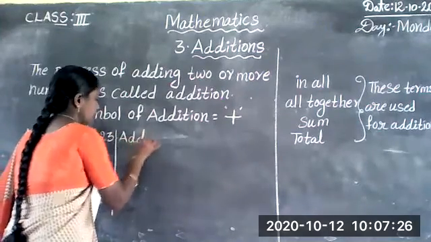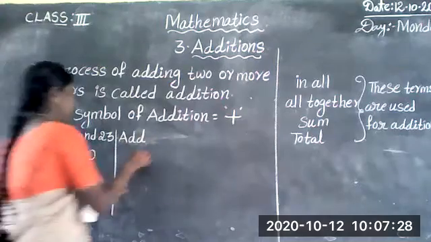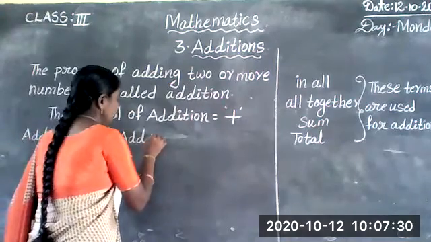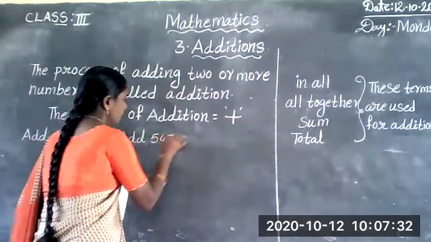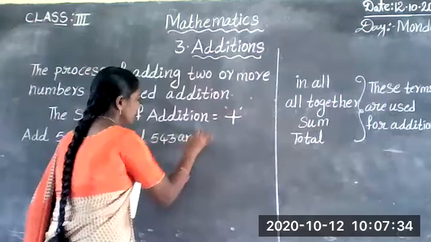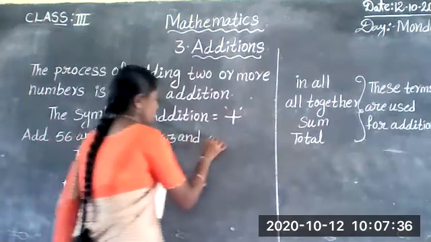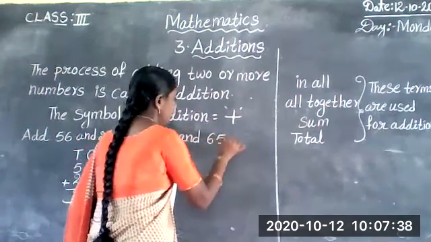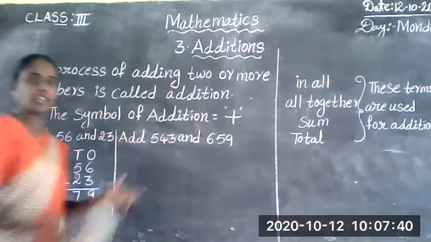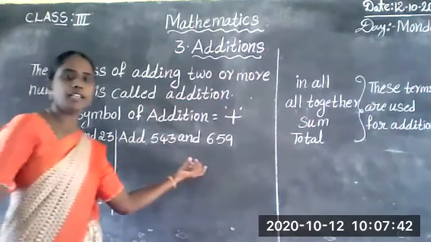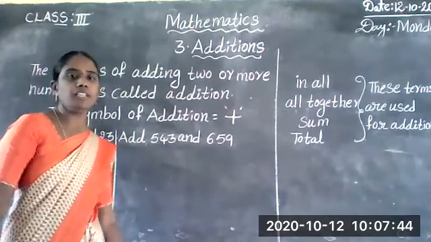Next, I will explain one more addition. Add 543 and 659.